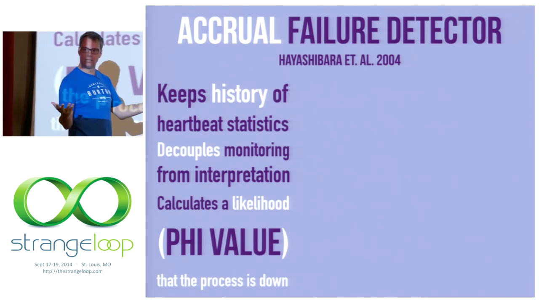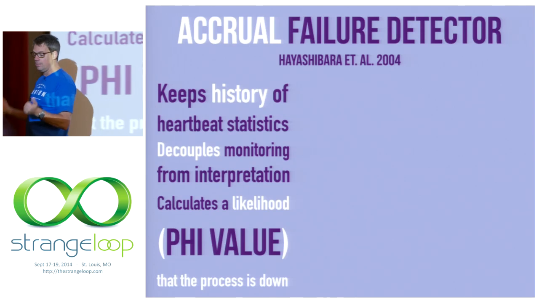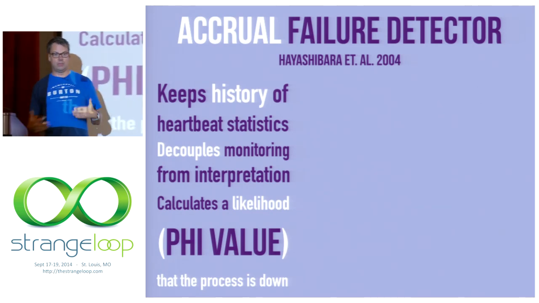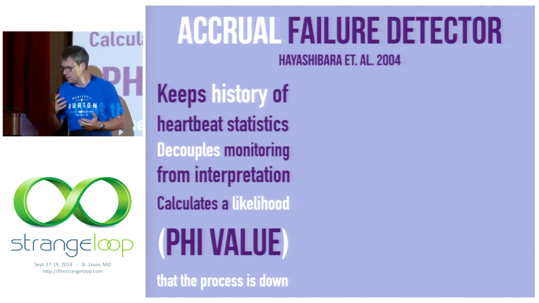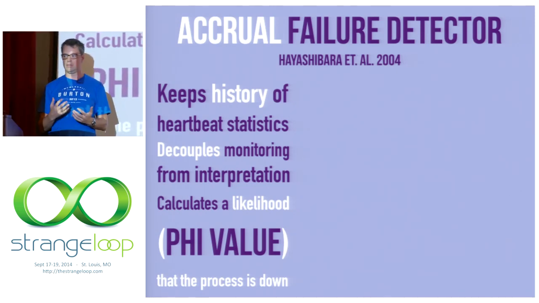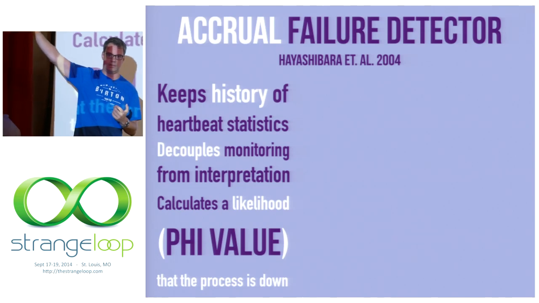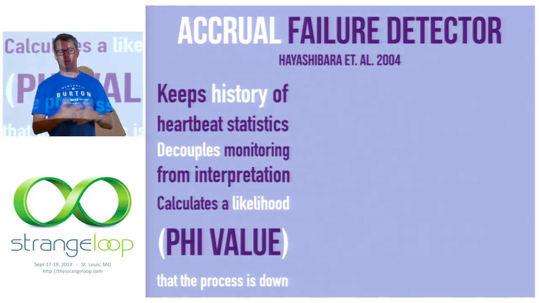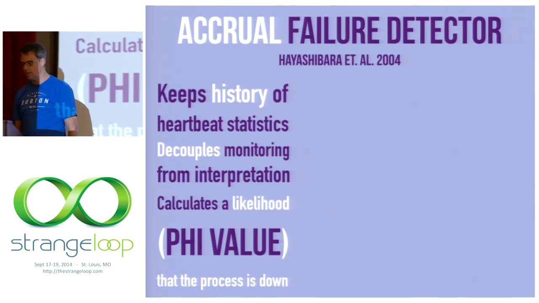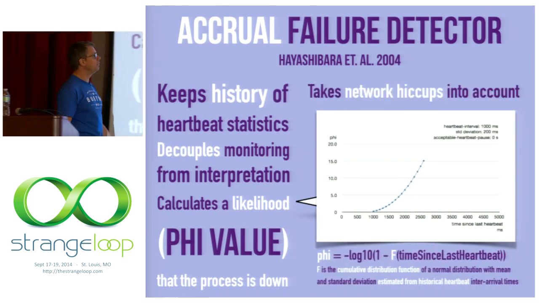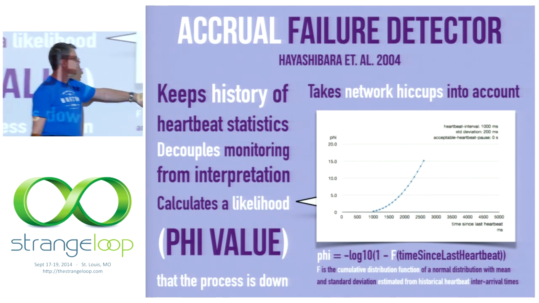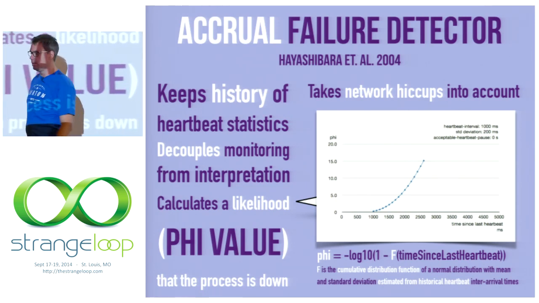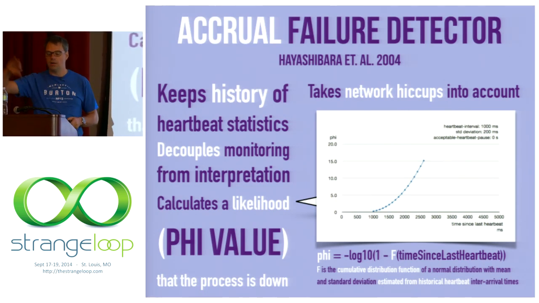Again, there's nothing like black and white. We don't know for sure. But since it returns not yes or no, true or false, but a likelihood, we actually have more to work with. It might be that we want to send low priority messages off to something that has a higher likelihood of being down, and send more important messages off to something that is less likely to be down, and so on. The math doesn't really matter, but it gives you this classic J curve when you plot it out.